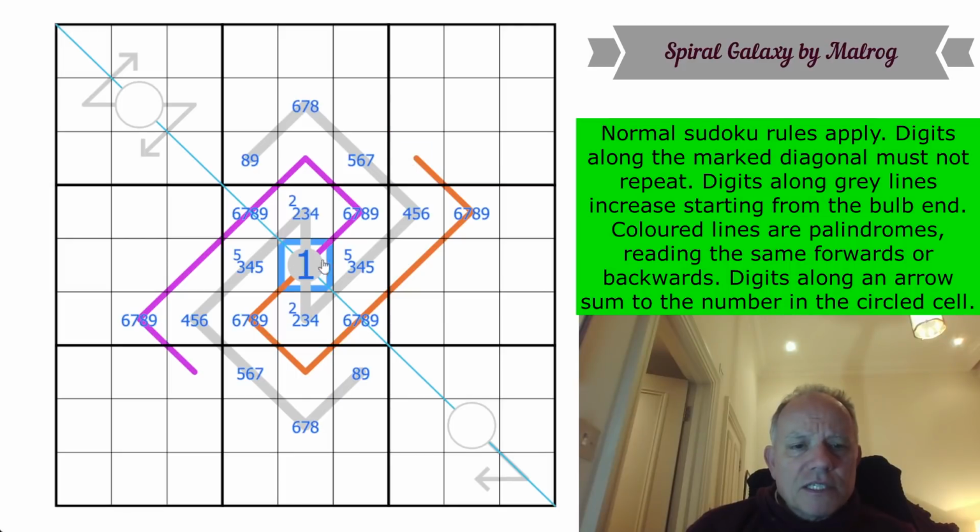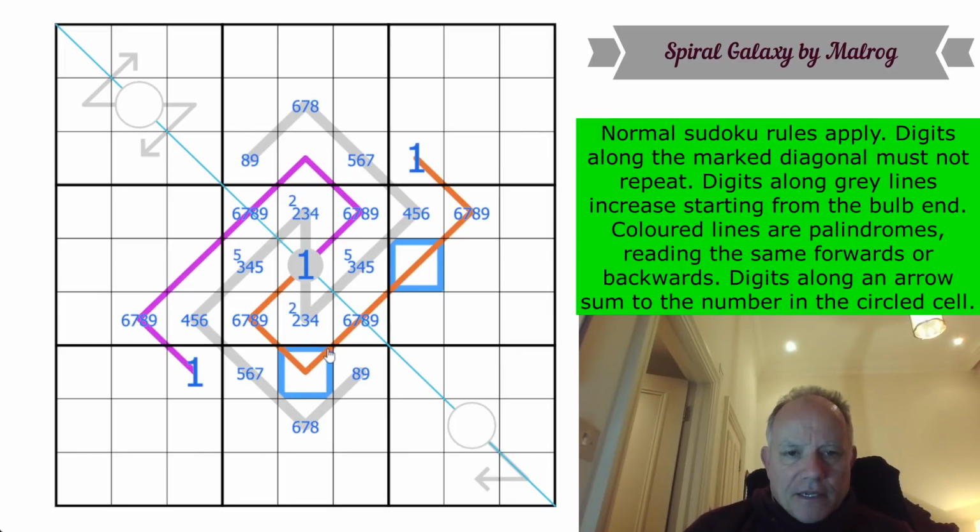Oh no, of course this is 1 on a palindrome, so these are both 1s. What am I talking about? The orange palindrome and the purple palindrome have a 1 at the ends, ever since we got that. I just haven't marked it. Right, so these two are the same.